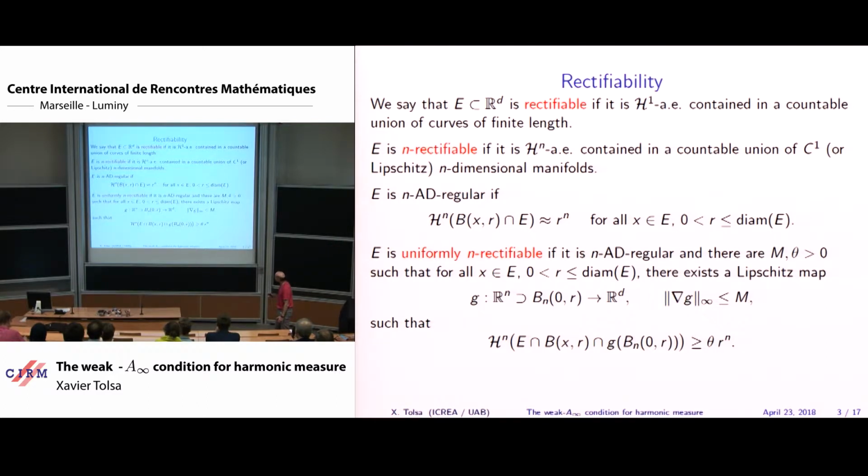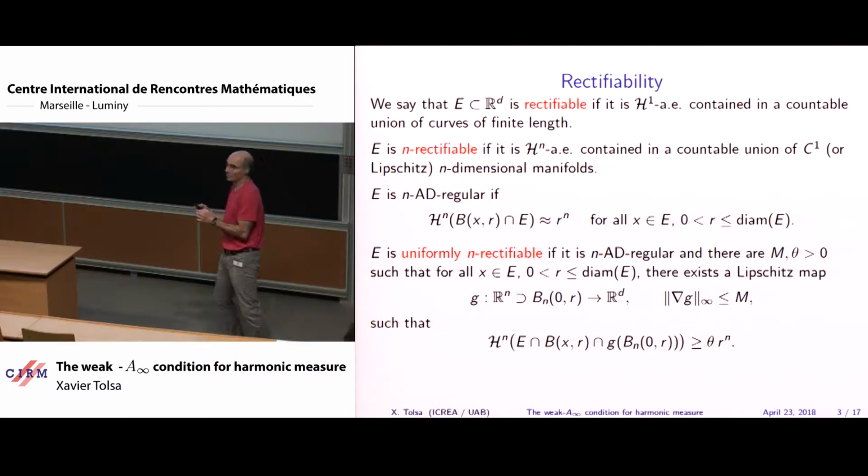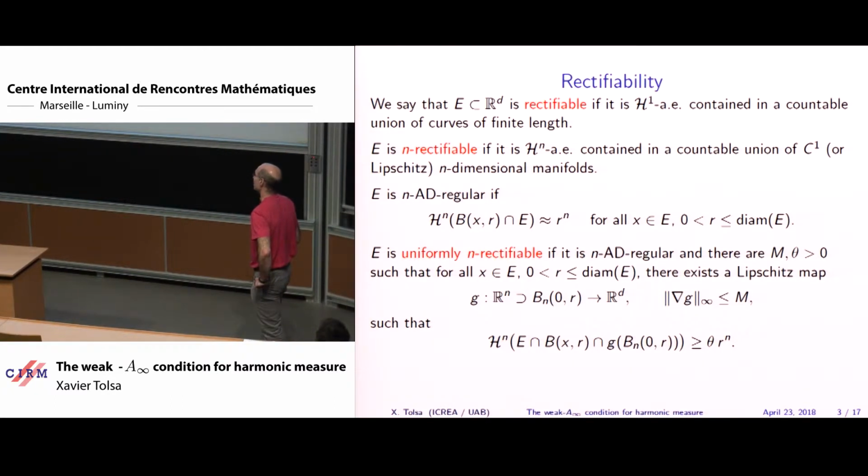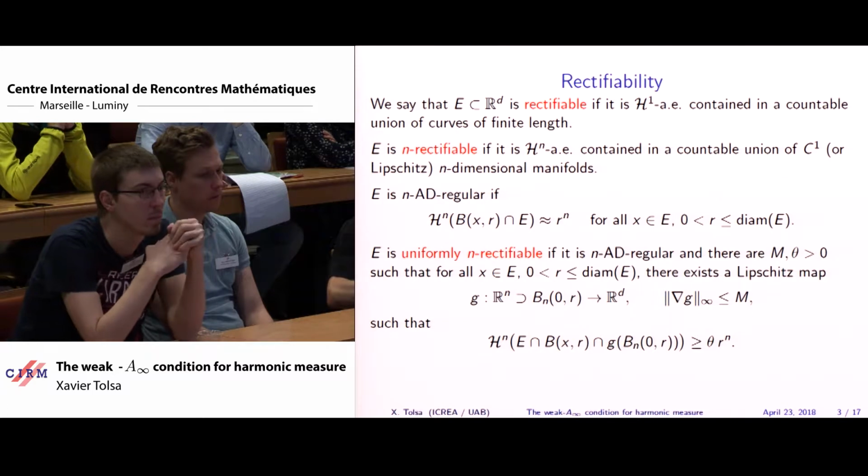And here are some more notions. E is called n-AD regular, where AD stands for Ahlfors-David, if this condition holds. The n-dimensional Hausdorff measure of E intersected with any ball B(x,r), centered at E with radius up to the diameter of E, should be comparable to the radius to the power n. So this is a condition of thickness of the set. It's not about the geometry itself of the set, but about its thickness. In particular, Hausdorff measure restricted to E under this assumption is a doubling measure, so you can think about homogeneous spaces and cubes associated with homogeneous spaces, etc.